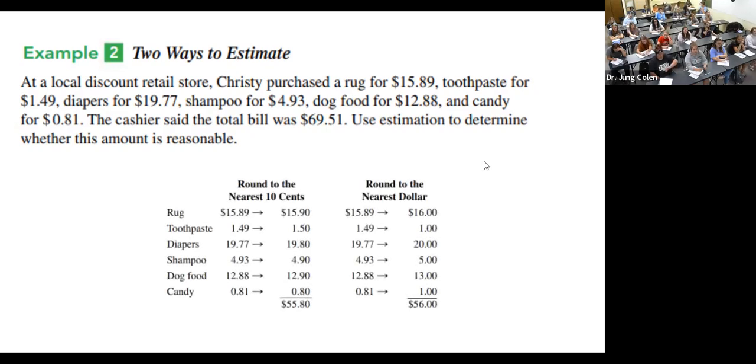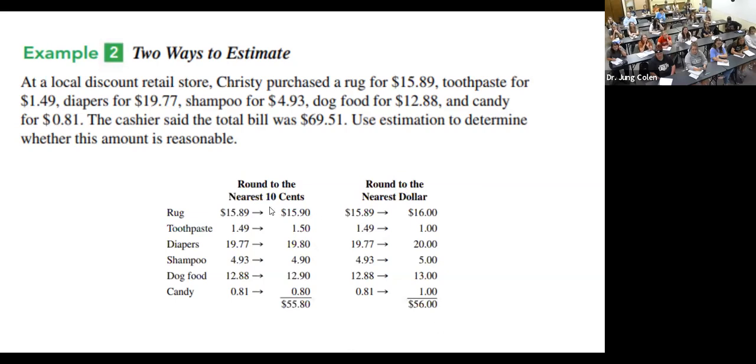Good job. Here are two things that Christy thought about. She first thought about the nearest 10 cents, and then she thought about the nearest dollar. We kind of mixed it, right? Because here we did 16 and 20, but this one we did $1.50 instead of $1. If we go consistently with either 10 cents or the nearest dollar, our answer is similar, but we can be more consistent. If you compare these two, there's a little bit of a difference. Which one do you think is closer to the actual value?